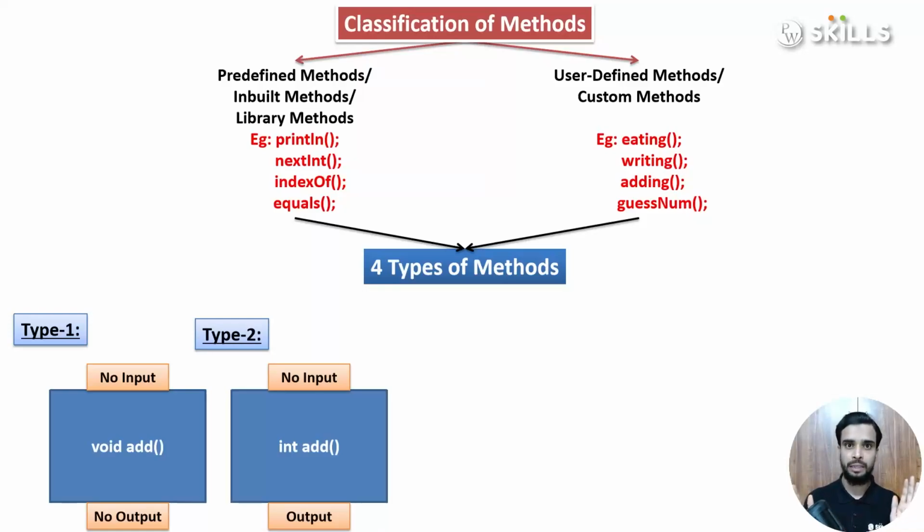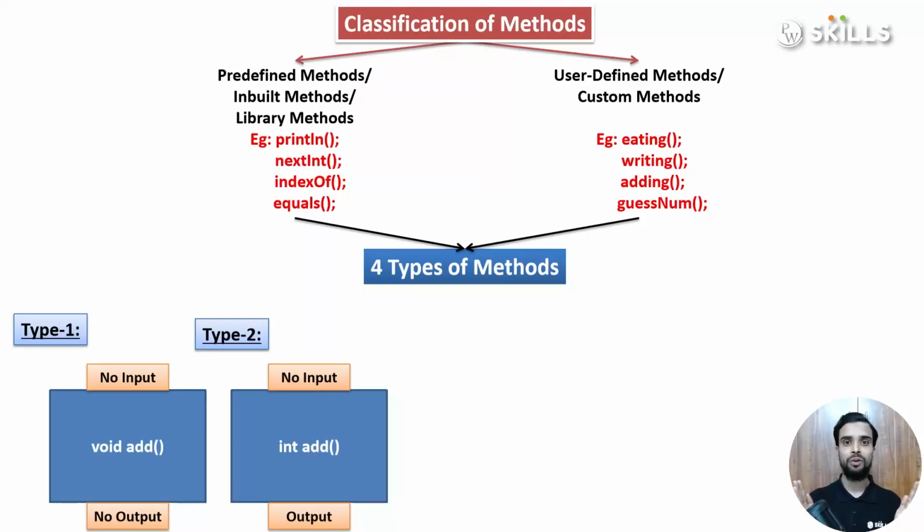As you can see, this time also the add method is not going to be accepting any type of arguments here, no input. But after executing the body, it is going to be returning an integer value. Basically, there is some output here. That is why I have specified the return type as int.